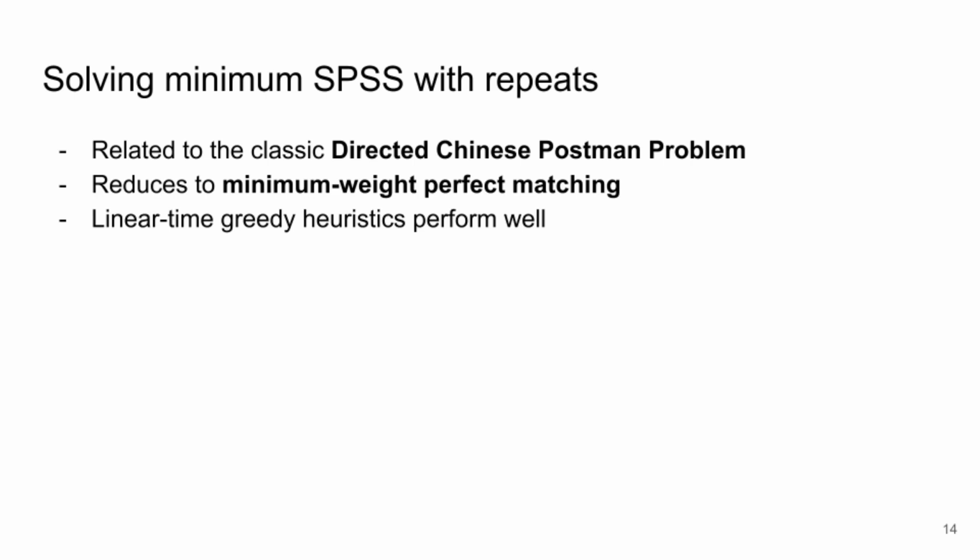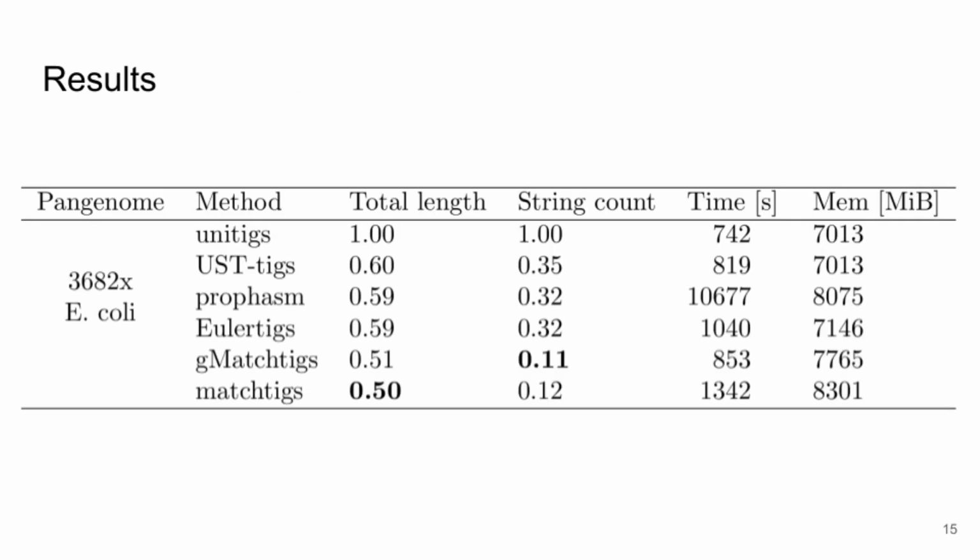We use similar techniques that are used for the directed Chinese postman problem and show that we can reduce the SPSS problem with repeats to minimum weight perfect matching. And this is a very well studied problem in computer science. There exist solutions which have running times somewhere between quadratic and cubic. So the worst case of the algorithm is quite bad, but there exist minimum weight perfect matching solvers which work quite well in practical instances. We also show that a simple linear time greedy algorithm gives solutions which are quite close to the optimum.